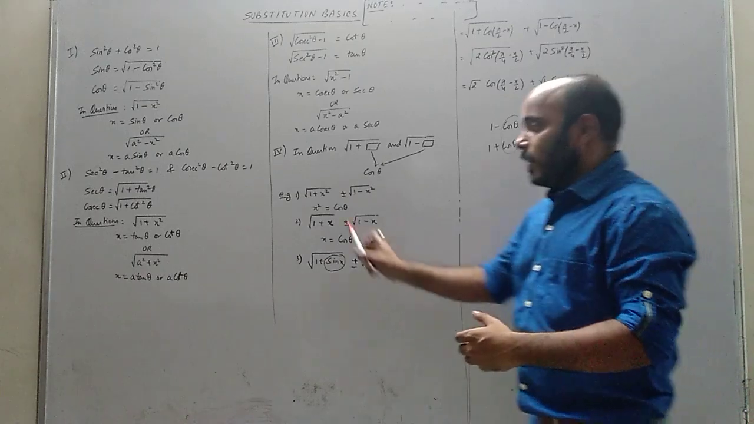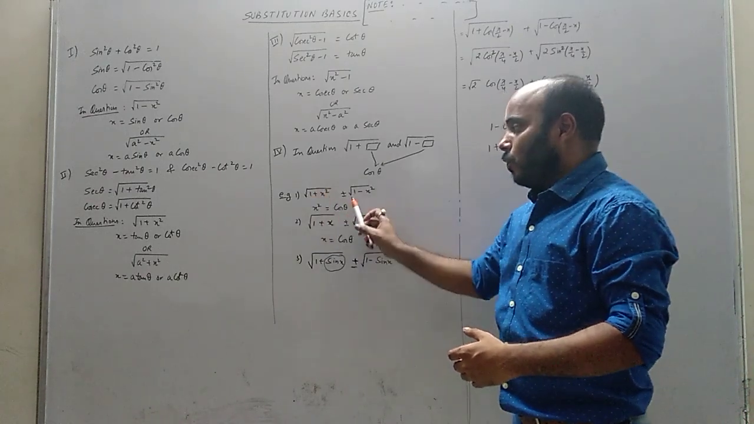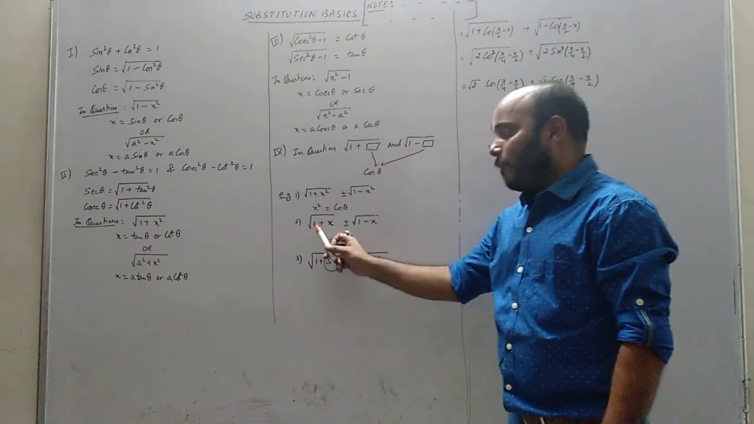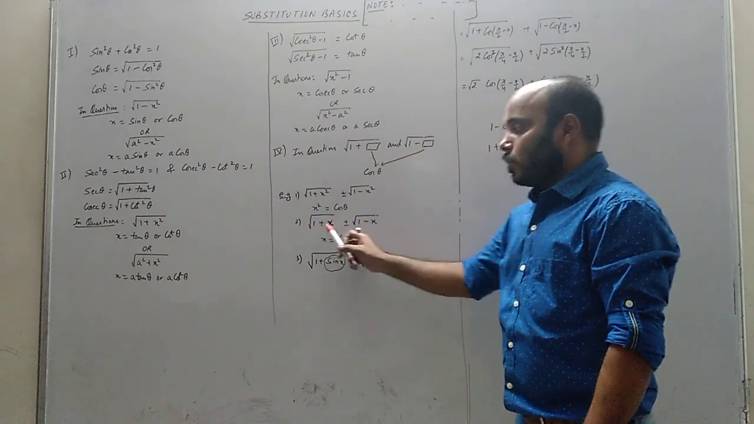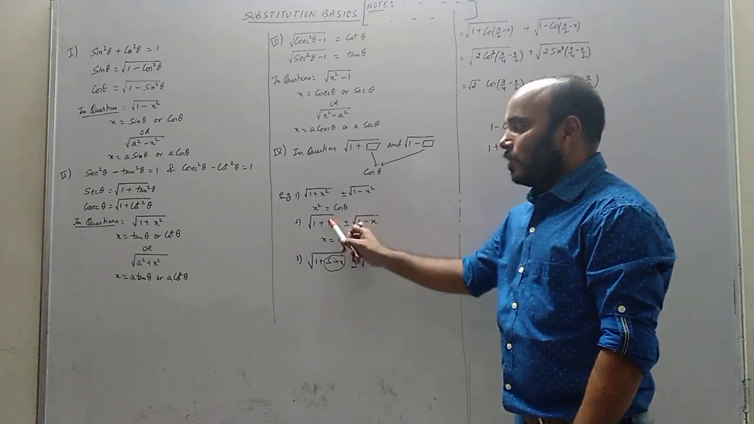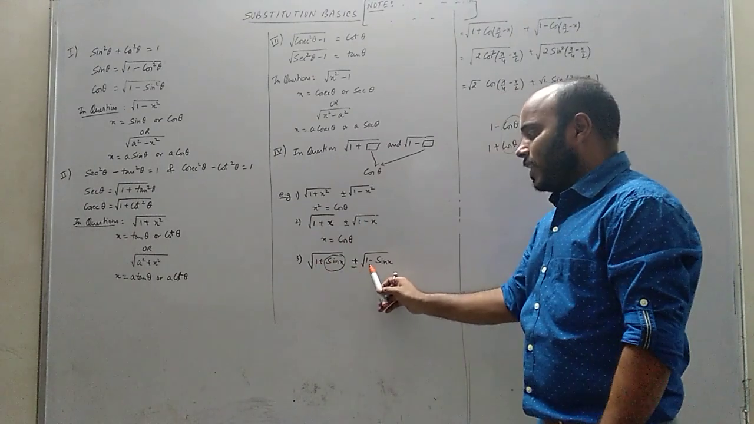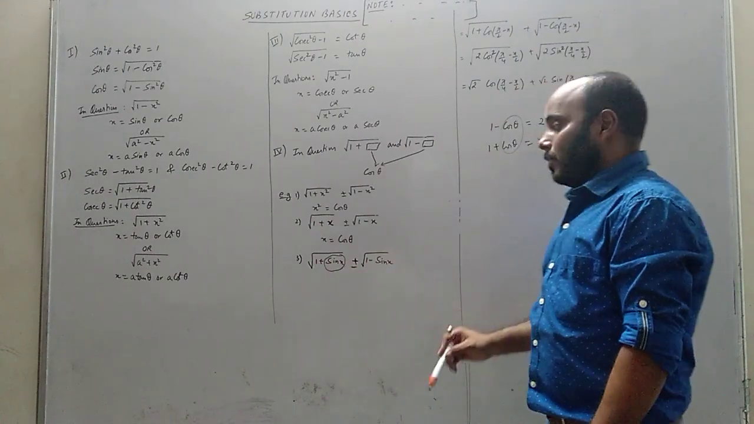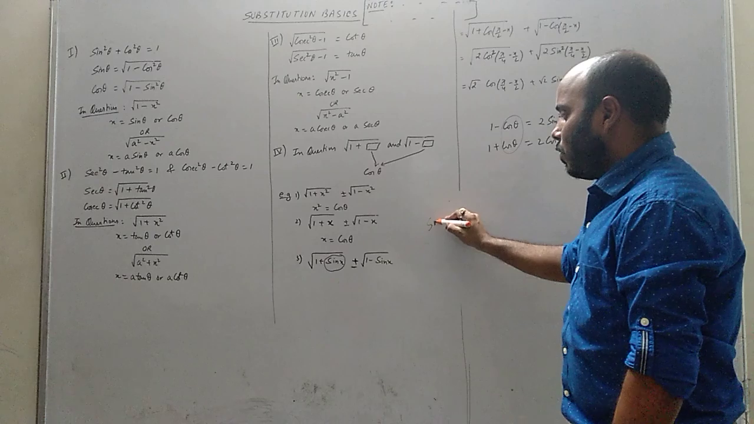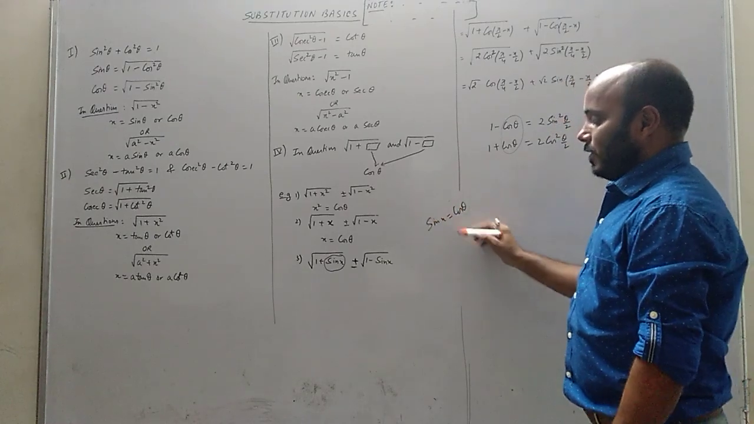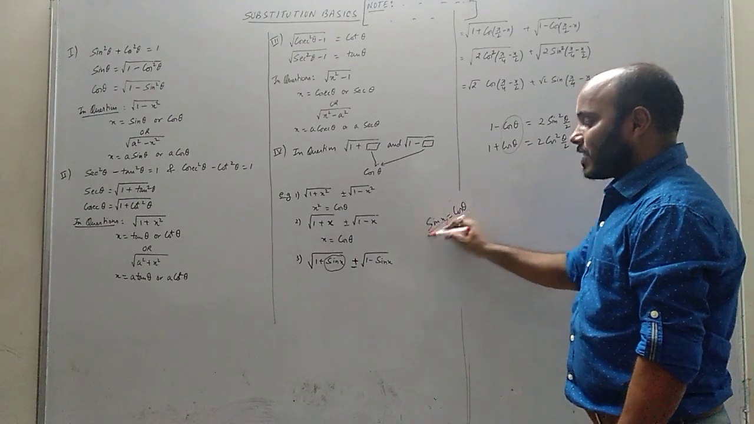Okay, so here with 1 plus we have x square, with 1 minus we have x square. So I am substituting x square as cos theta. Here we have 1 plus x, 1 minus x. So with 1 plus and 1 minus we have x. So I have substituted x as cos theta. But here with 1 plus and 1 minus we have sin x. Okay, so sin x we cannot put as cos theta. It's not possible. The value of x is cos theta. The value of sin x is not.